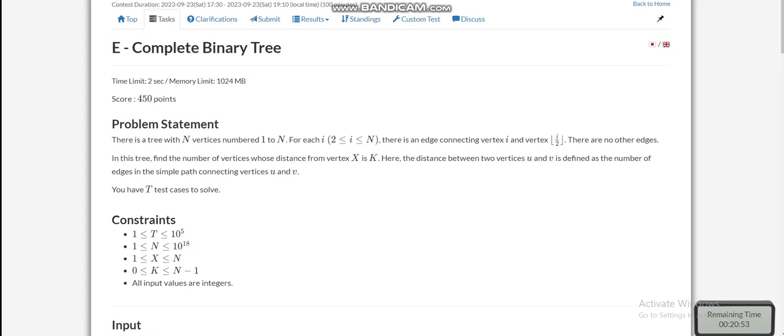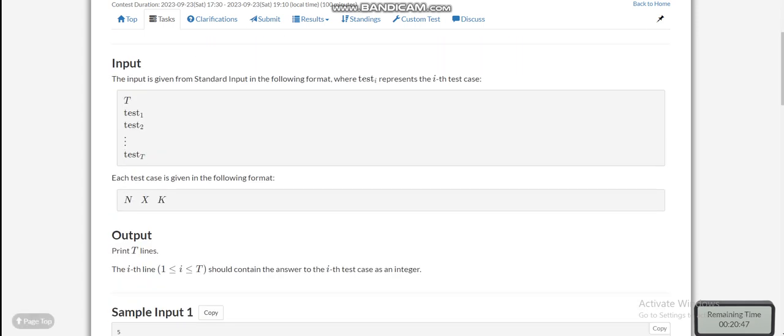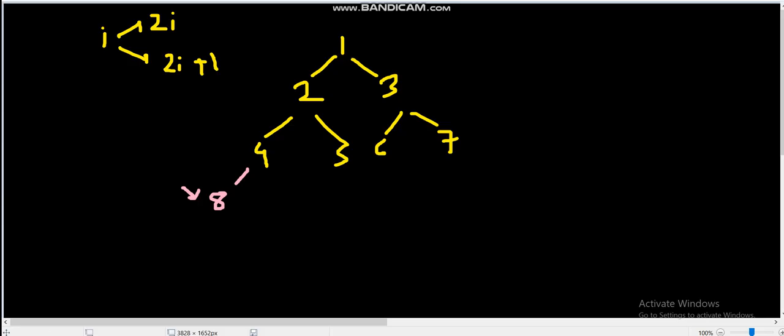So let's jump into the problem statement again. Find the number of vertices whose distance from vertex x is k. We are given t test cases, and in each test case we will have n, which is the number of nodes, x the given node, and k the distance. Let's say from node 2, what is the count of the nodes at distance 2? There is only one node at distance 2, which is 3, because this is one edge and this is one edge, so the distance is 2.